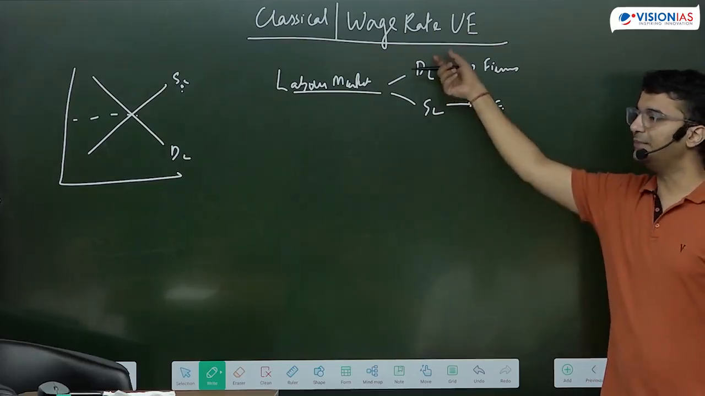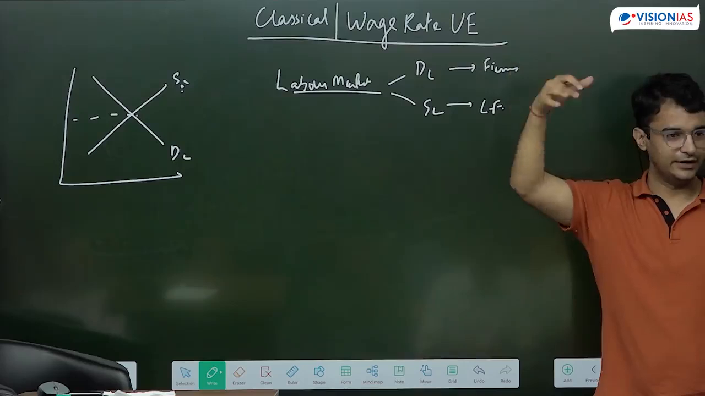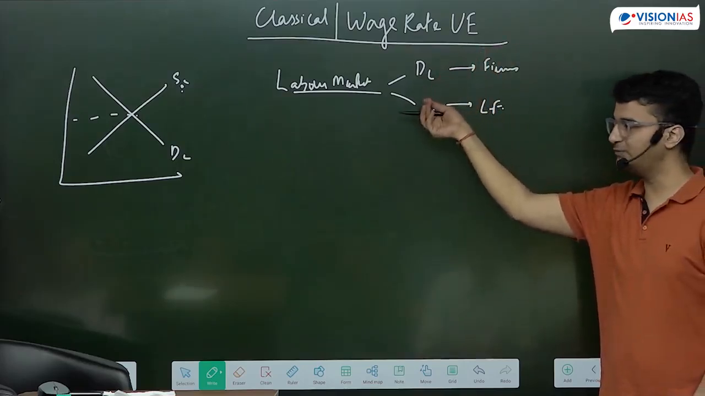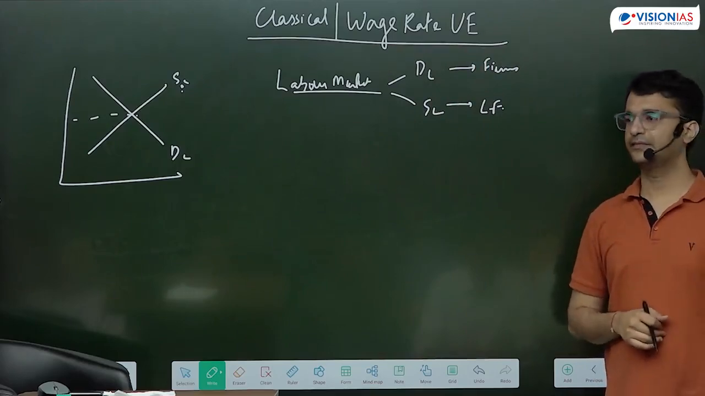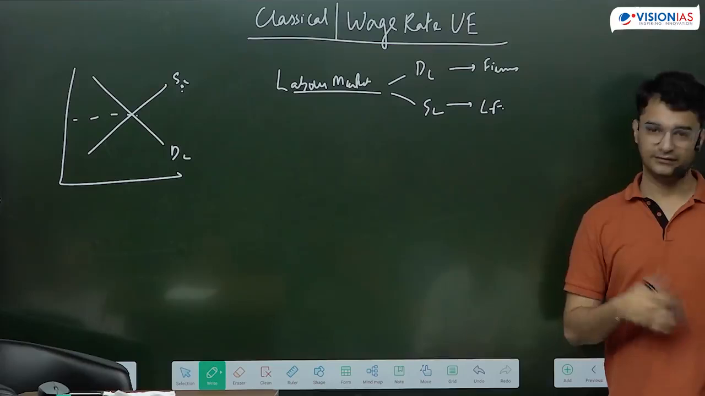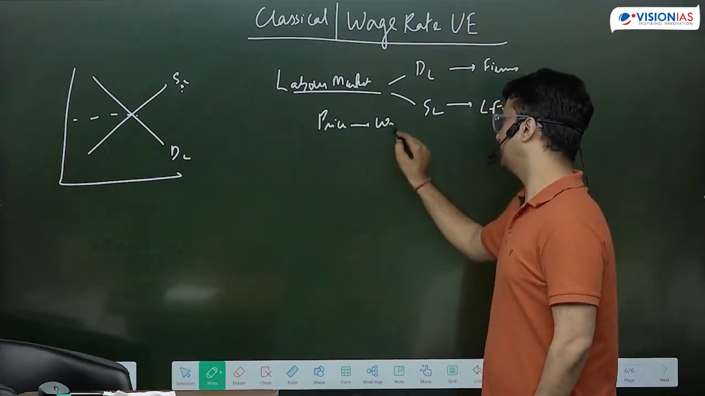Demand of a good depends upon various factors, including the price of the good and many other factors. Supply of the good depends upon various factors, including the price of the good. What is price of labor? What do we call the price of labor? Wages. So price of labor is wages.